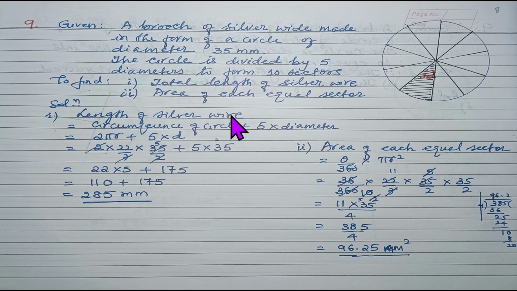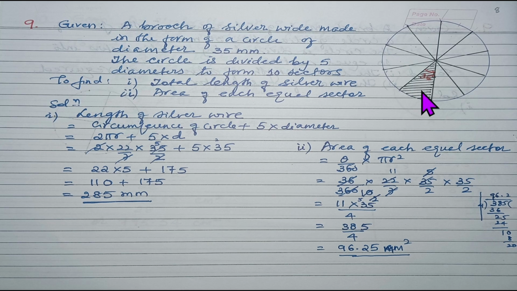Now to find the length of the silver wire, first of all we have to find the length of wire required for the circumference, and also the silver wire required for making 5 diameters. The circumference of the circle, as we know, is 2 pi r, and the number of diameters is 5, so it will be 5 into d. So we have 2 into 22 upon 7 into r, where the diameter is 35, therefore r will be 35 by 2, plus 5 into 35 because the diameter is 35. Simplifying, we get 22 into 5 plus 175, that is 110 plus 175, that is 285 millimeters length of silver wire used to make this brooch.